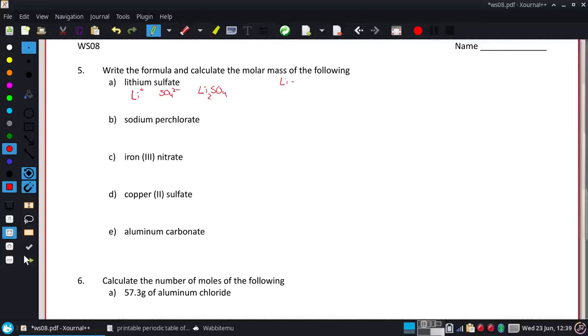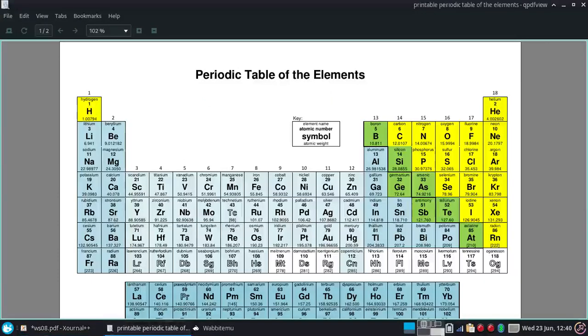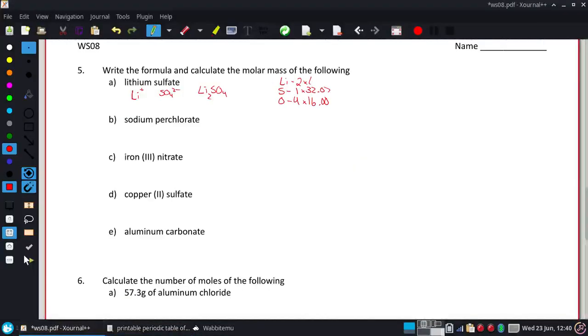molar mass, 2 lithiums, 1 sulfur, 4 oxygens, and I gotta look up lithium, 6.941. And if we do all that math, we get 109.94 grams per mole.